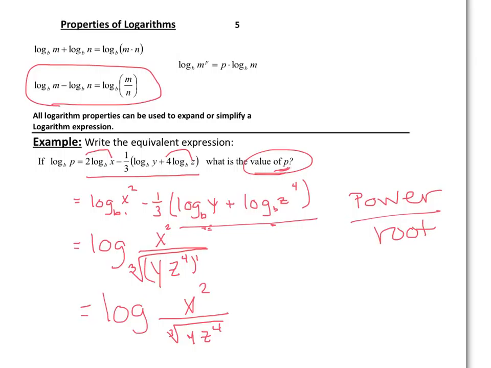So if I want the value of p, it's just going to be that quantity, because I know log of p is equal to log of x squared divided by the 3rd root of y z to the 4th. So if I just want p, it's just going to be the quantity that you're taking the log of.